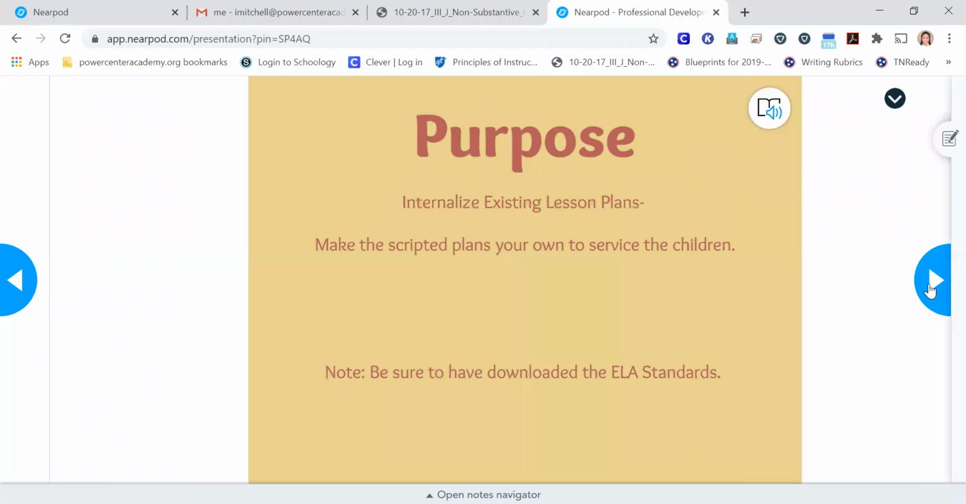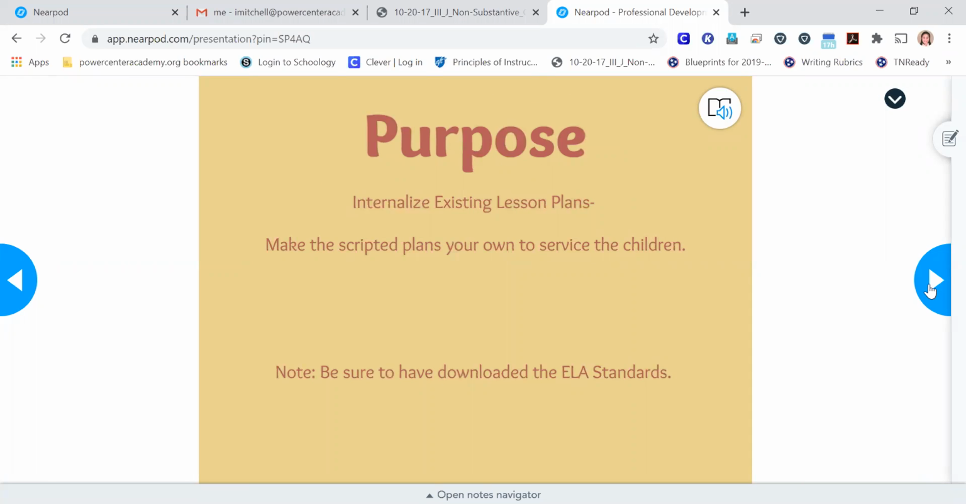2020. The title of the session was Internalizing Existing Lesson Plans using the curriculum CKLA, EL, and AF. So, how can teachers use their scripted plans and make them their own in order to service the children that are in front of them?